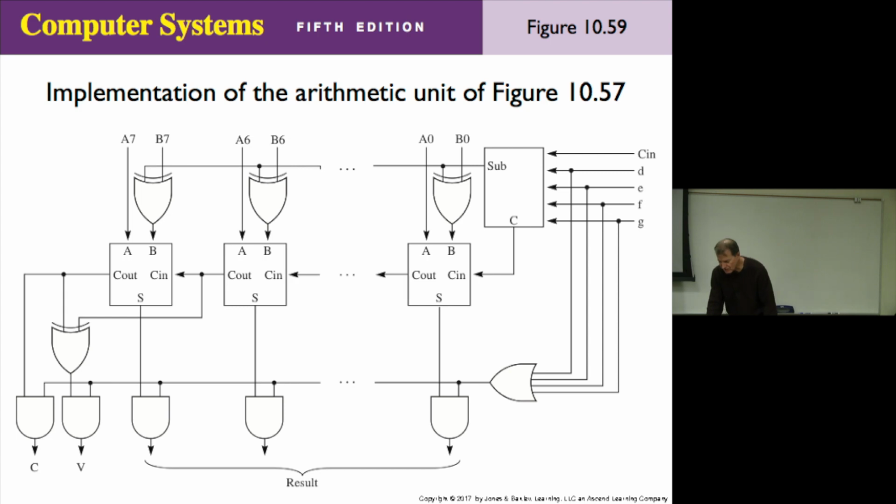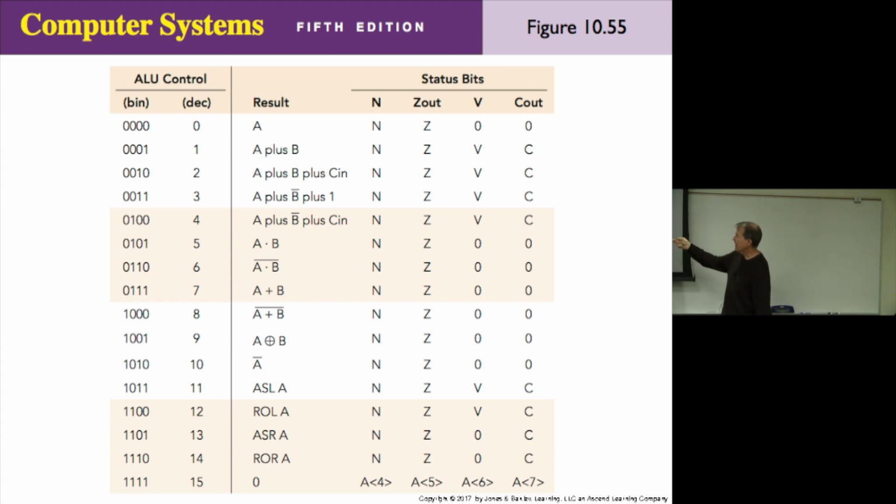Now, what 4 things does the arithmetic unit have to do? Let's go back and take a look at them in figure 10.55. It has to be able to do A plus B. So that's one thing. It has to do 4 things. It has to either do A plus B, or A plus B plus C in, or A plus complement B bar plus 1, or A plus B bar plus C in. It has to do one of those 4 things, right? So you know at its heart, what's it going to be? It's going to be very similar to our what?